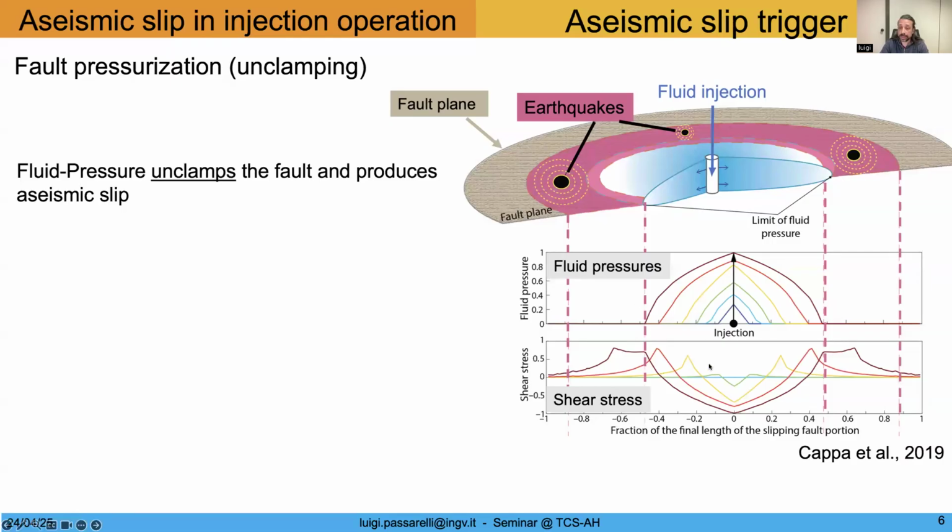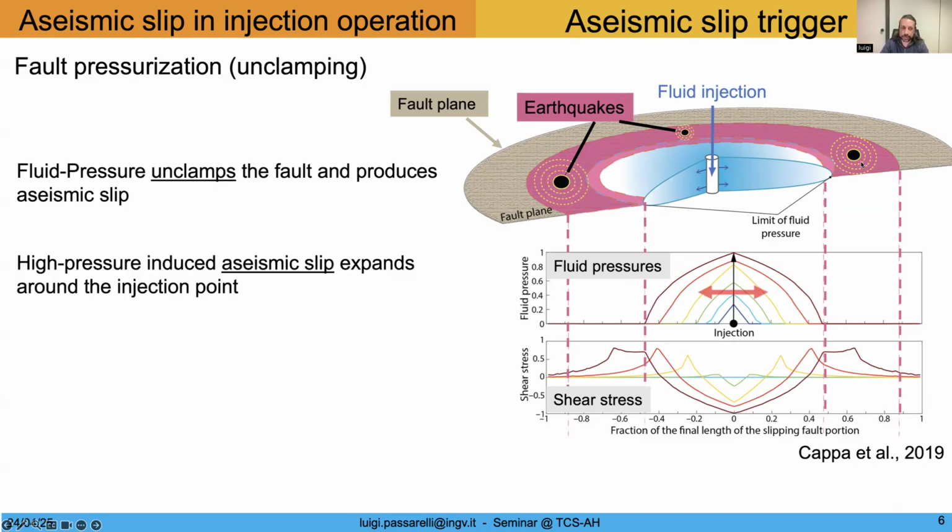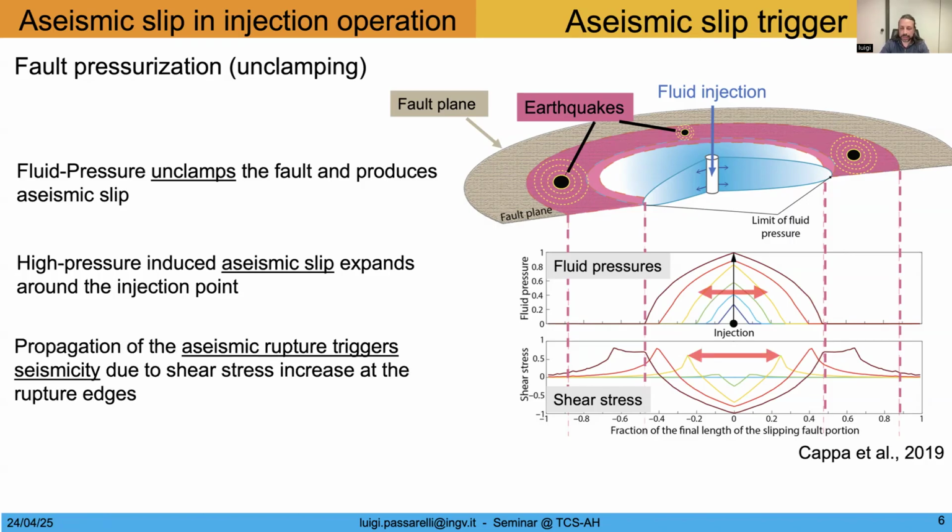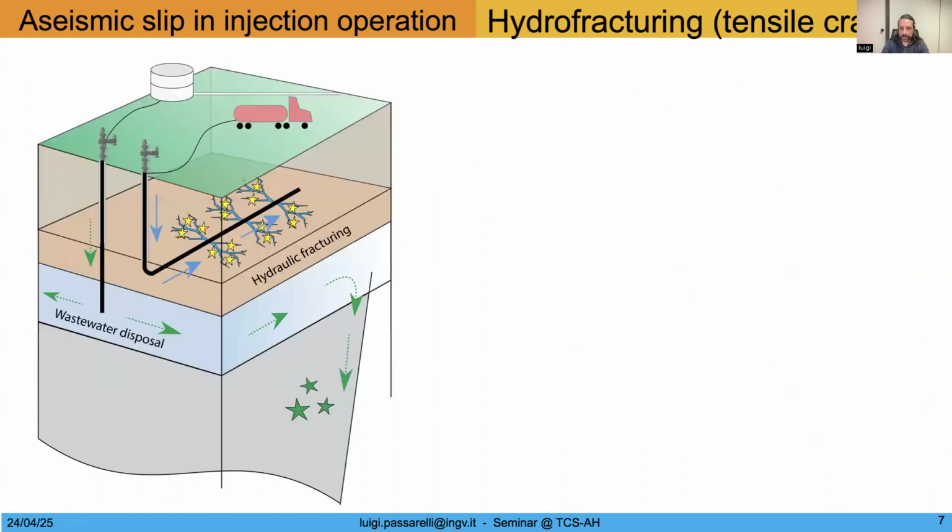And what is interesting is that at the edges of this fracture, you have an increase of the shear stress. And this increase of the shear stress triggers seismicity that is depicted here as earthquakes at this point. So this is a very simple model. You have the expansion of the aseismic slip induced by fault unclamping due to the fluid pressurization, and this in turn can trigger seismicity on the expansion edges of this crack.